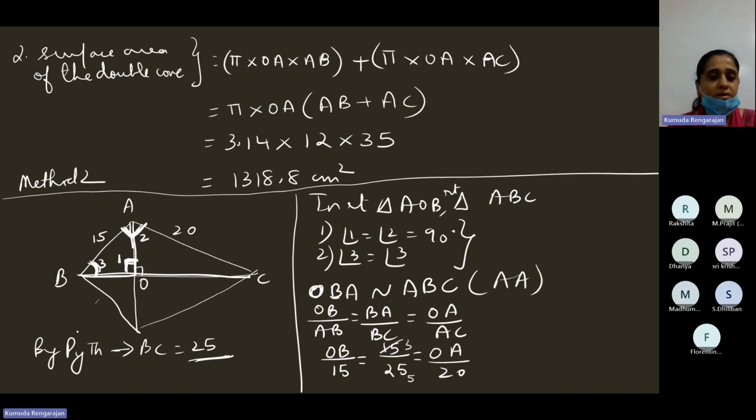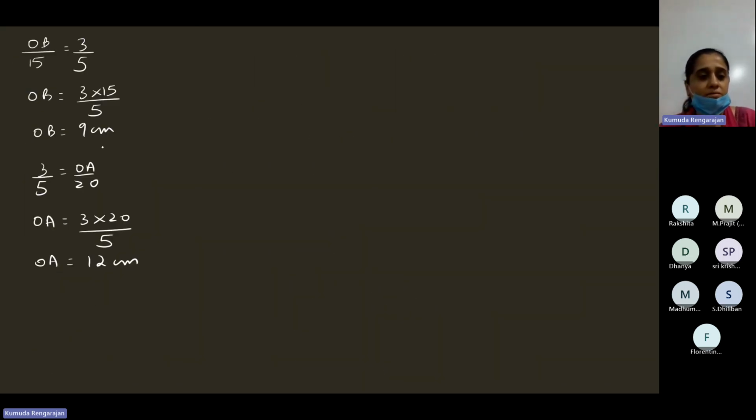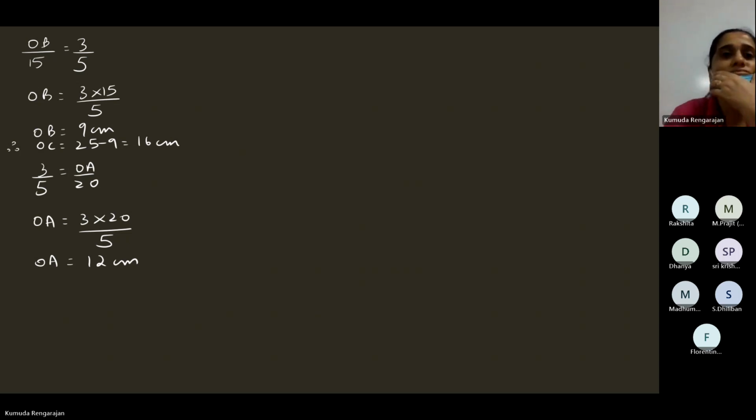So if OB is 9, OC will be... so you can see like this, we can find the radius and the height of the two cones, and then the proceeding is the same.